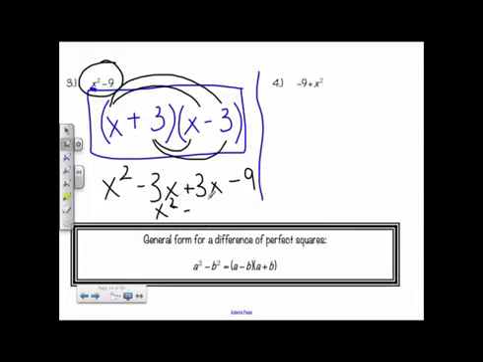So I should not have circled that because that's not the final answer. That's just our check to make sure that it's right. So what we have right here is our final answer, and we have factored by difference of perfect squares.